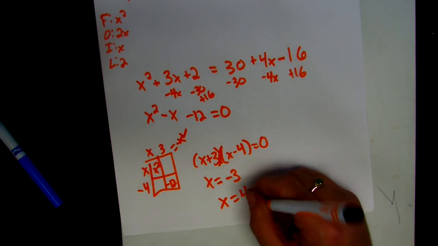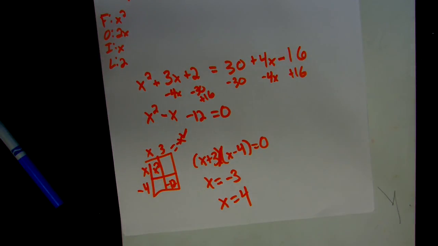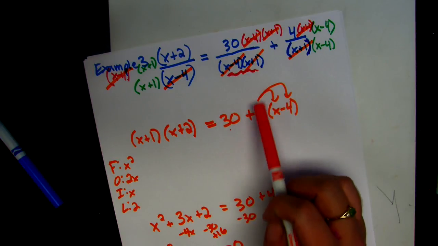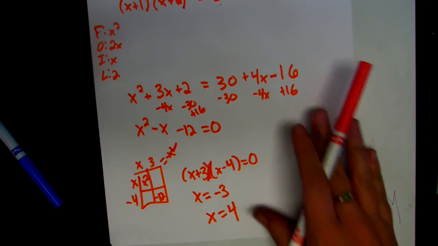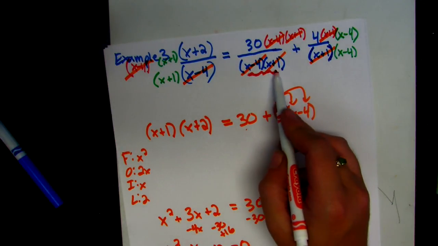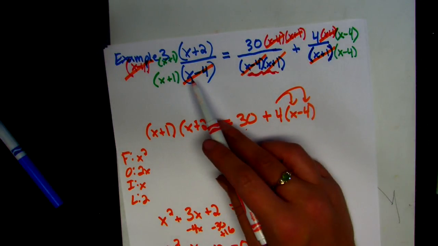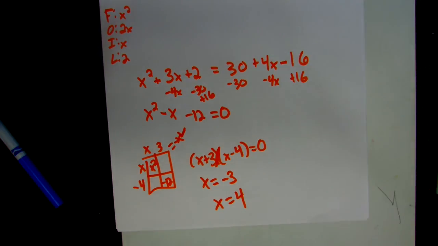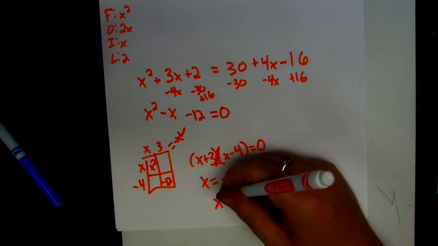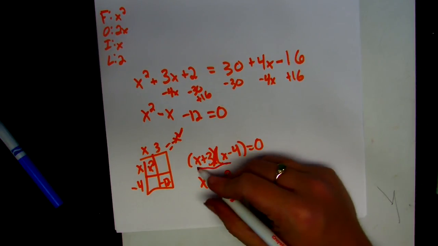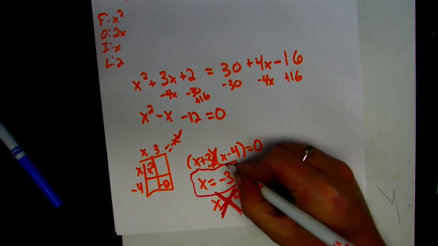Okay, so now I check my answers. So remember, my original equation, I had x minus 4 on the bottom and I had x plus 1 on the bottom. So that means that x could not be negative 1 and x could also not be 4, because if x is 4, then I'm dividing by 0 and that's not good. So if I look at my answers, we do have an x equals 4, which means that that's an extraneous answer. We can't use that answer. So that means our only answer is x equals negative 3.